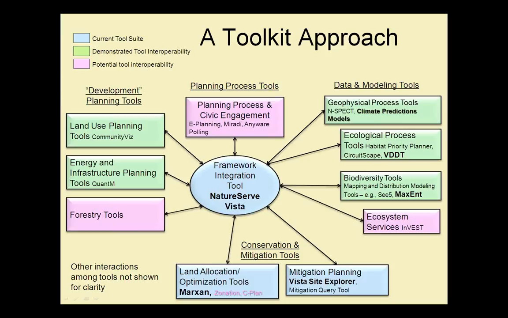In this case, for this assessment, we're using our NatureServe Vista software. And in these red boxes, I just want to emphasize the toolkit that we're engaging in our current work. So we've got Vista, we have Marxan, we have some other companion tools with Vista at the bottom. We have climate change prediction models on the right. We've got VDDT for vegetation change modeling, and MaxEnt for species distribution modeling.